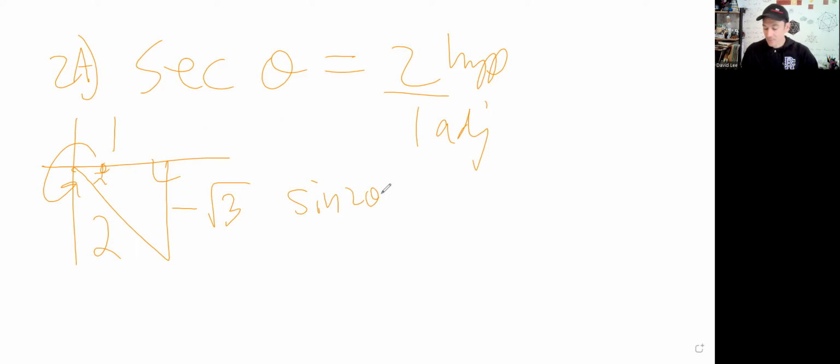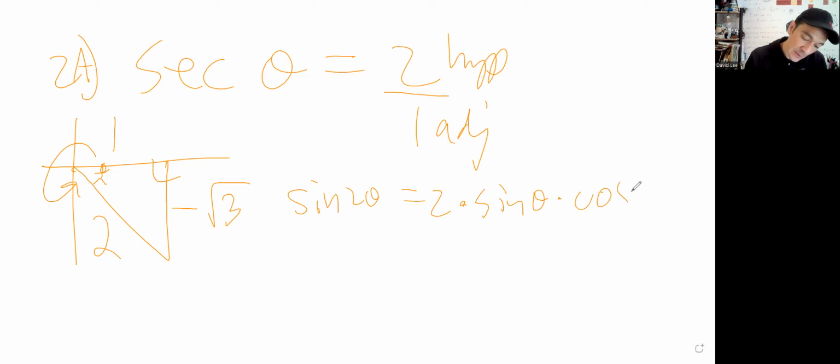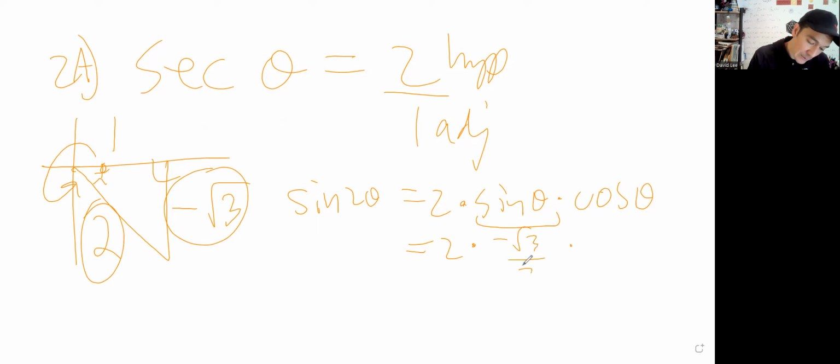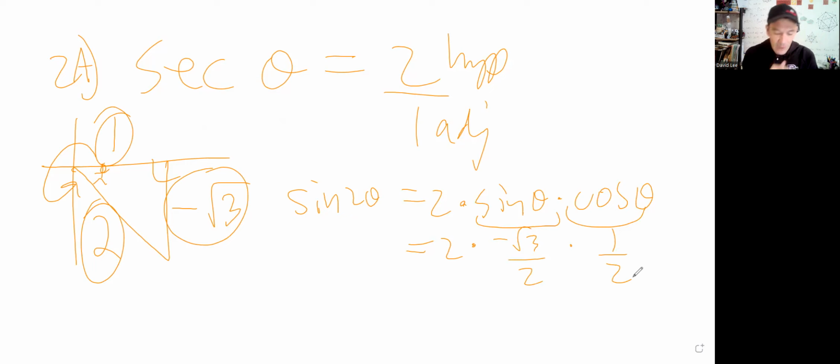So look at your double angle identities on your green cheat sheet. We know that sine 2 theta equals 2 times sine times cosine. Keep the 2. What's sine? Looking at your picture, we have a diagram. Sine is opposite over hypotenuse. So that would be negative square root 3 over 2 times cosine, which would be adjacent over hypotenuse. And just type that into your calculators and you're done. I believe the result would be negative square root 3 over 2.